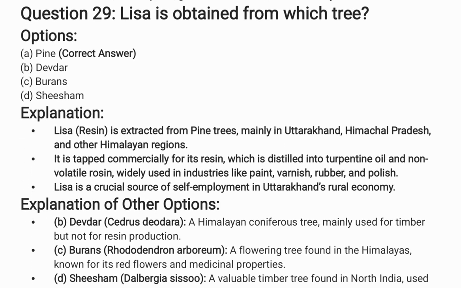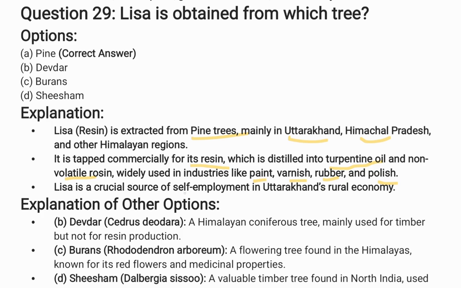Lisa is obtained from which tree? Lisa, meaning resin, is extracted from pine trees, mainly in Uttarakhand, Himachal Pradesh and other Himalayan regions. It is tapped commercially for its resin, which is distilled into turpentine oil and non-volatile rosin, widely used in industries like paint, varnish, rubber and polish.